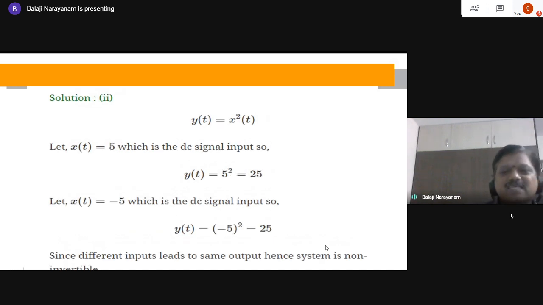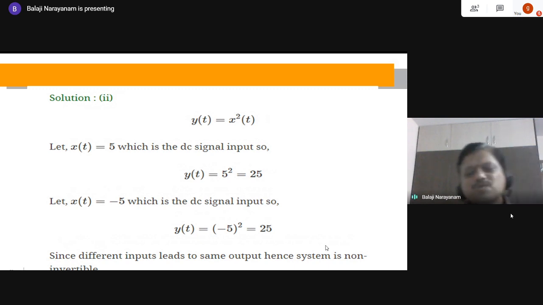Now let us take that kind of case here. Y of t is equal to x square of t. Now you may substitute x of t as 5. Y of t is equal to x of t whole square. So that is 5 square, 25 we got. Then x of t as minus 5. Now you substitute, which is also a DC signal. The y of t resulted in the same 25.